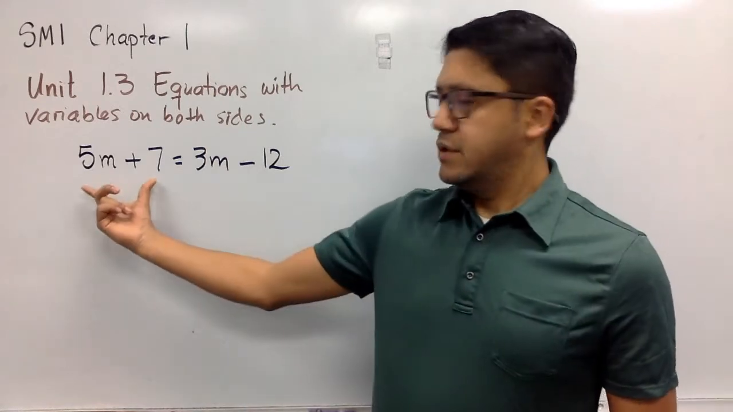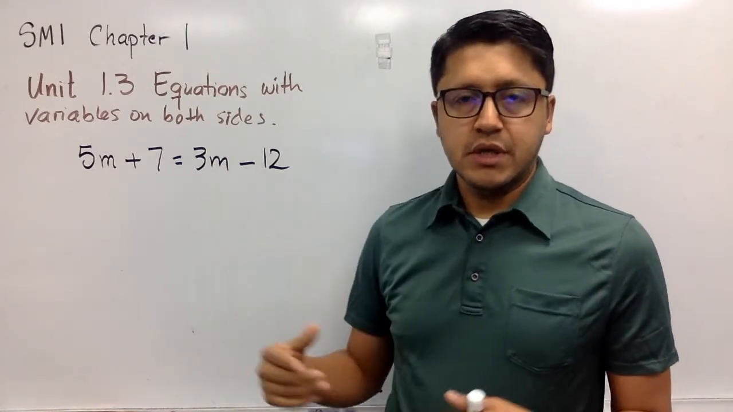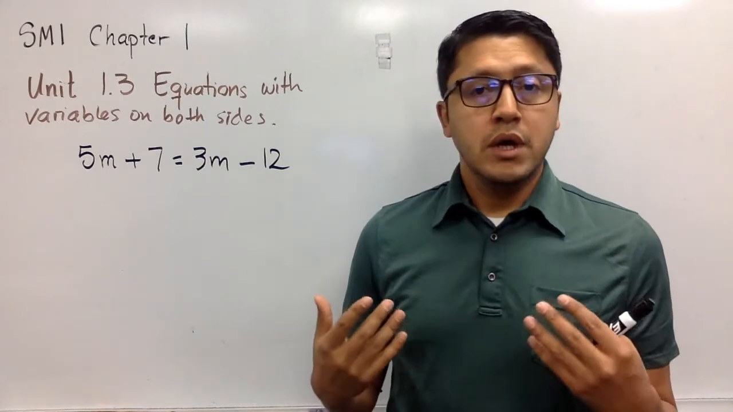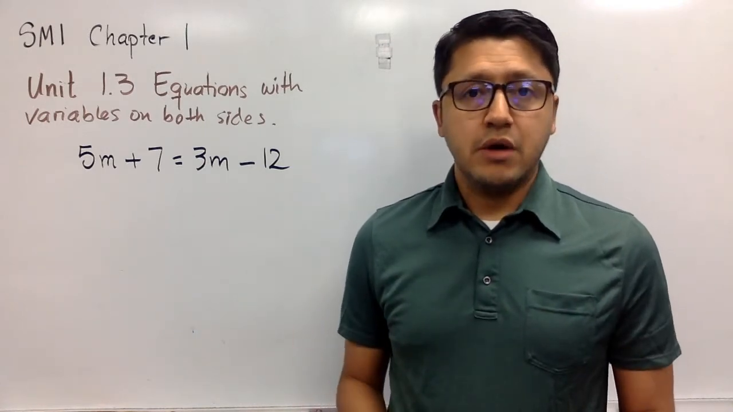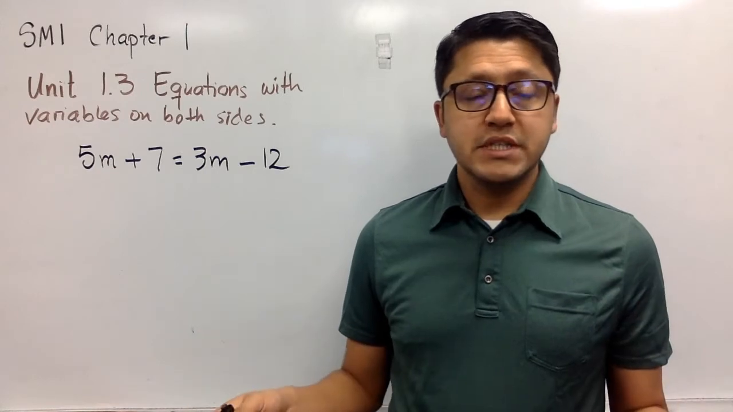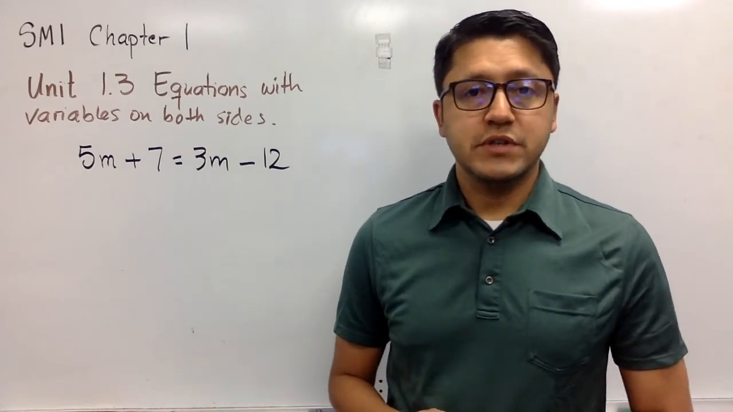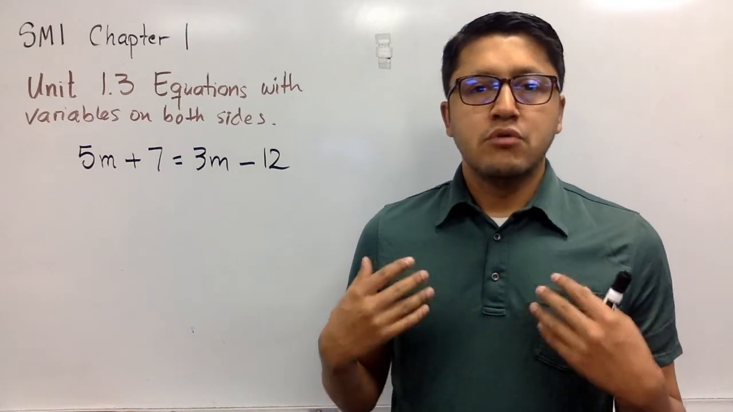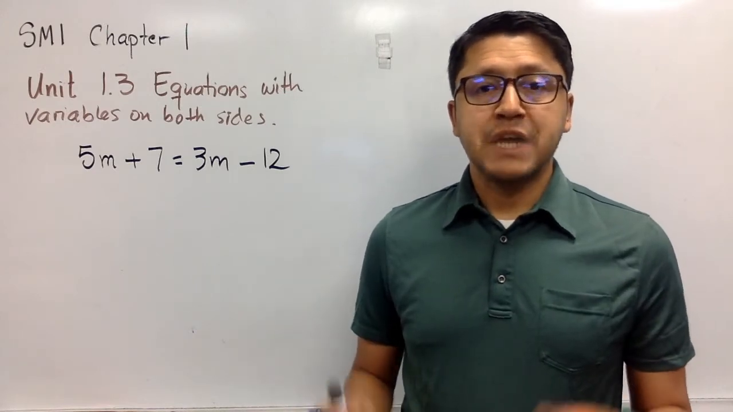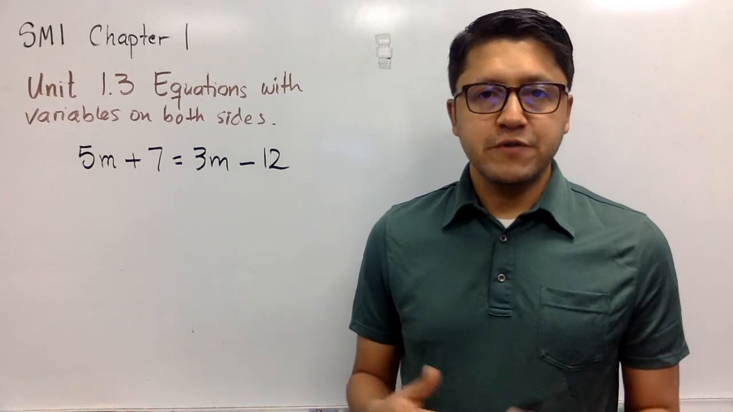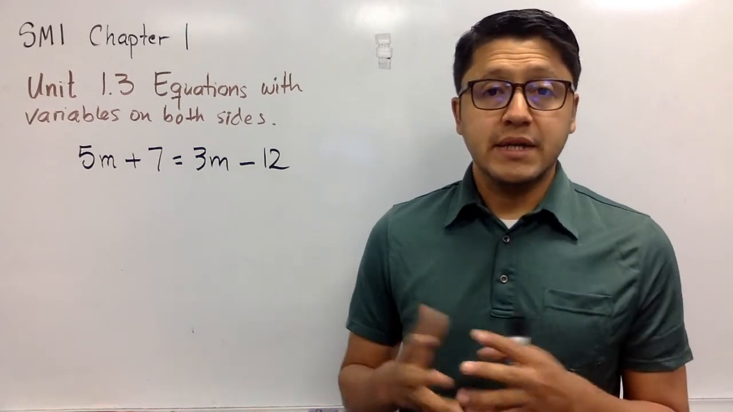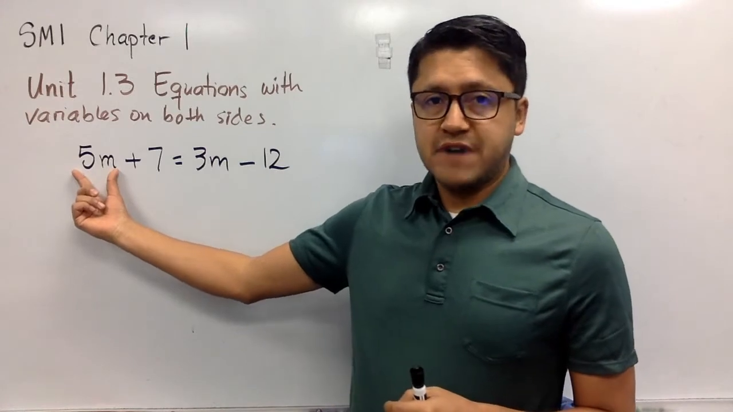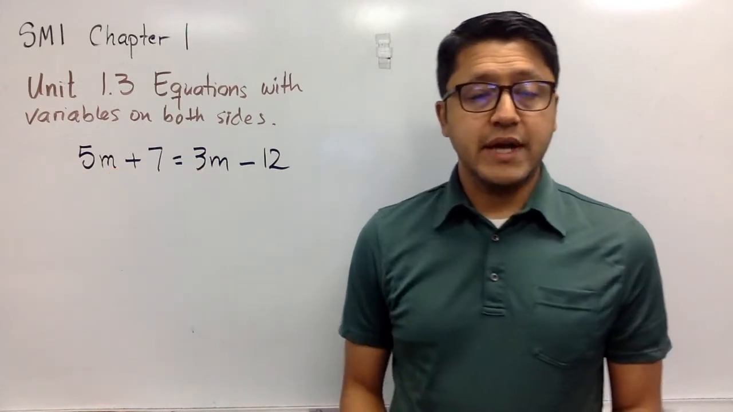You see that this expression and this expression, both of them contain the variable m. So we must think about the properties that you just learned in previous videos and notice something. Remember that at the beginning we also reviewed the concept of combining like terms. And this is something we have here. We have 5m and 3m, they're both like terms.